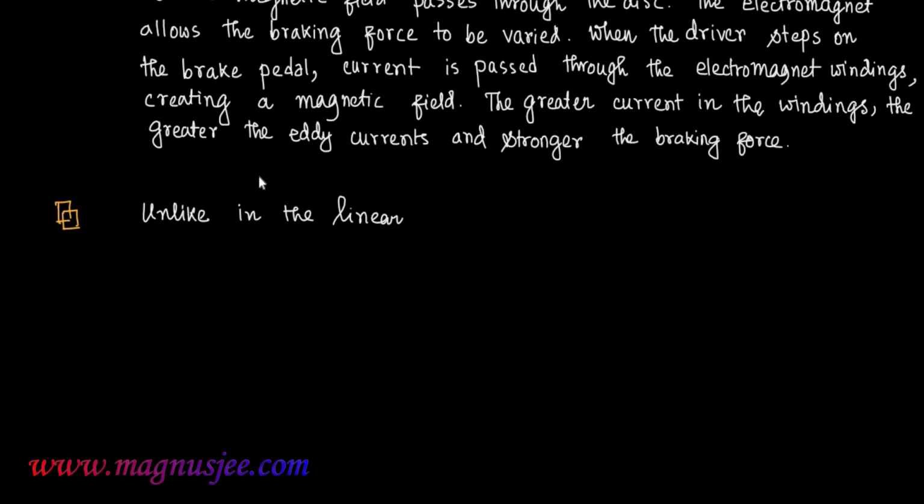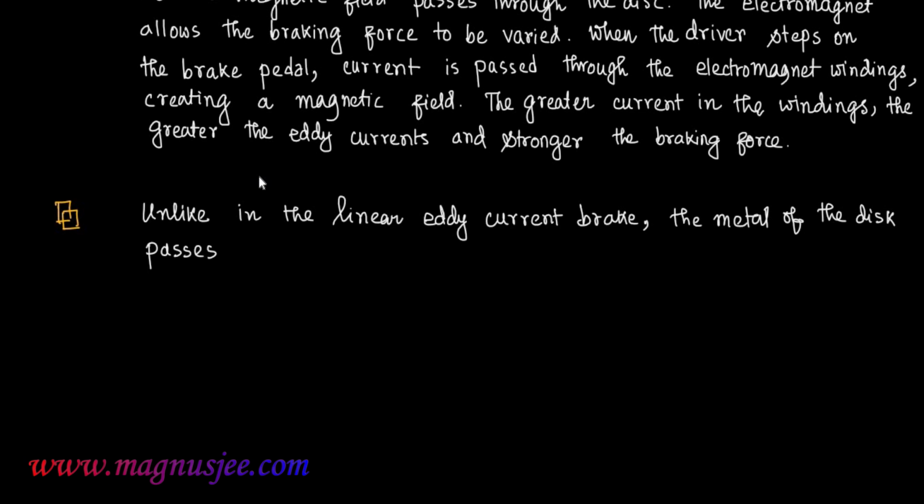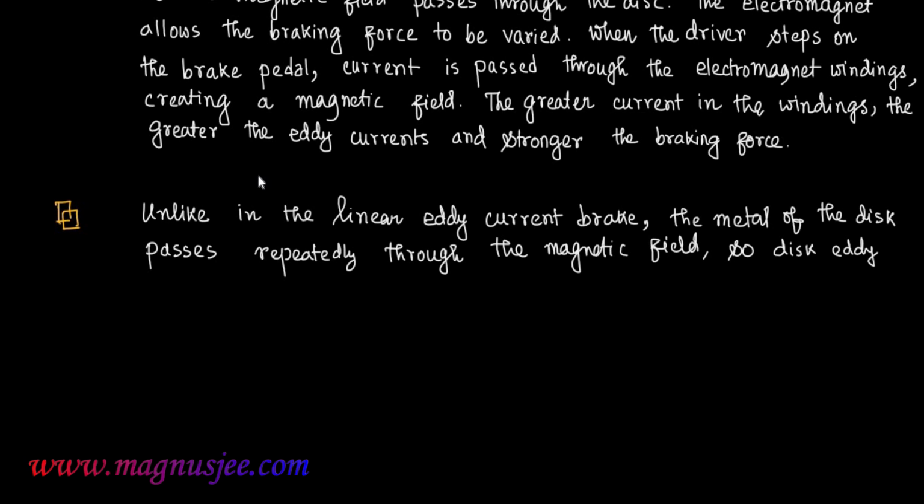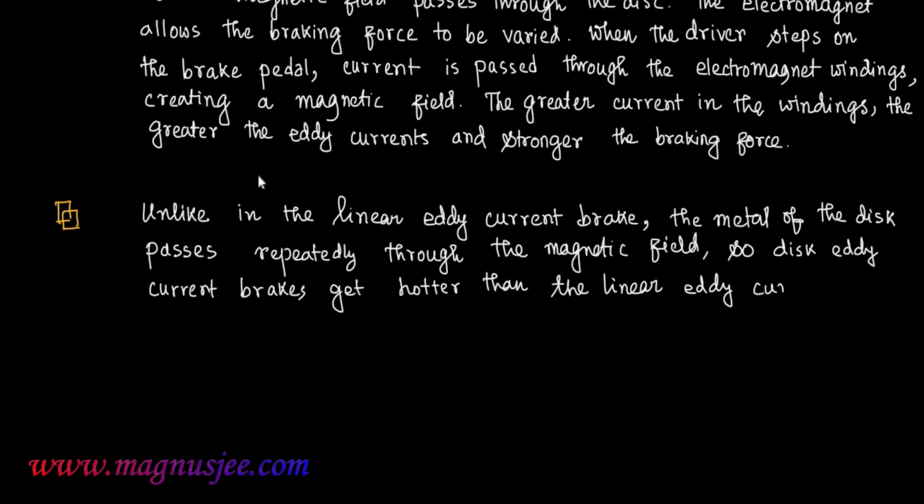Unlike in the linear eddy current brakes, the metal of the disc passes repeatedly through the magnetic field, so disc eddy current brakes get hotter than the linear eddy current brakes.